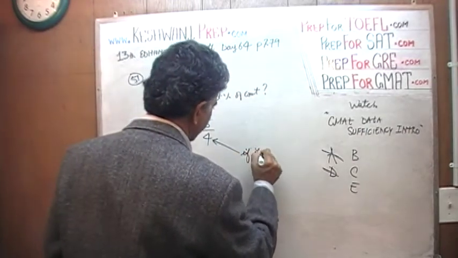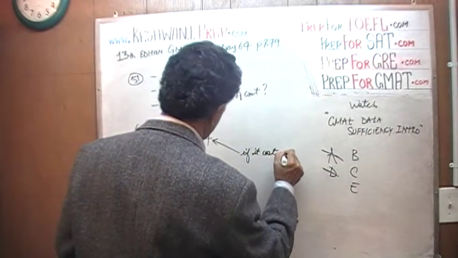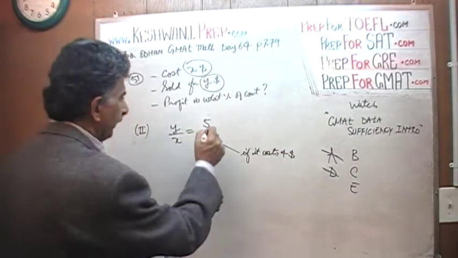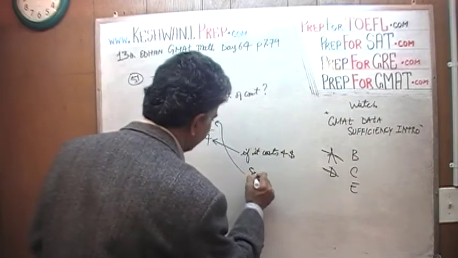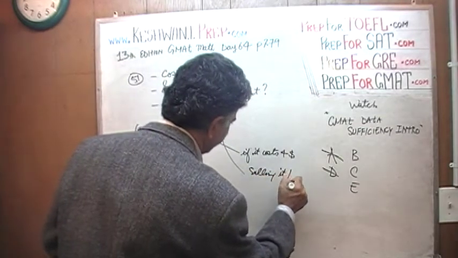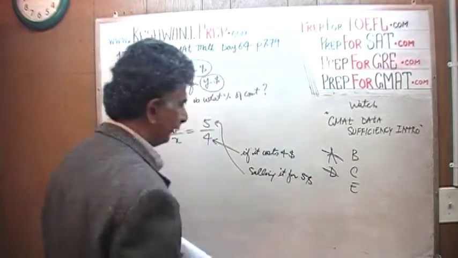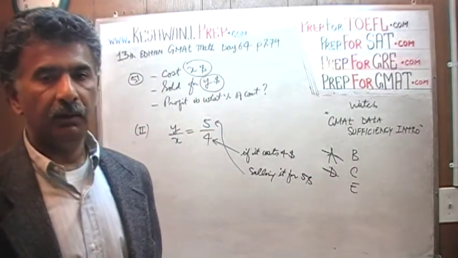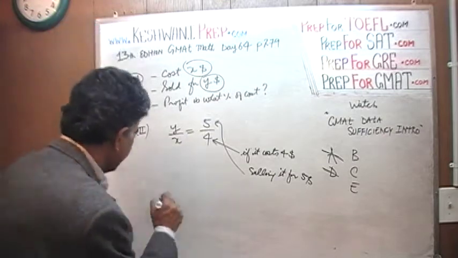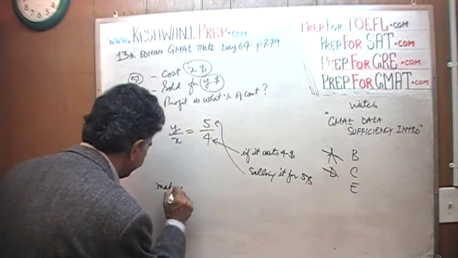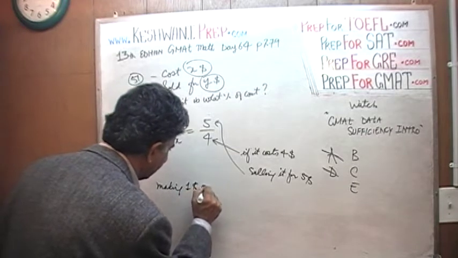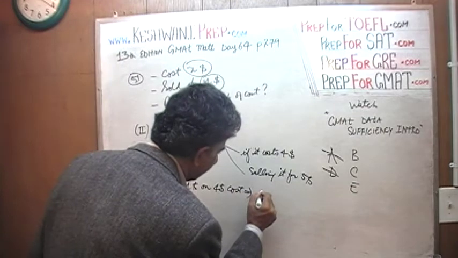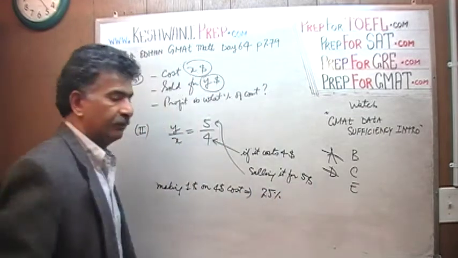What it says is that if it costs, sorry, $4, x is the cost here. If it costs $4, then we are selling it for $5. Well, if it costs $4 and you're selling it for $5, you're making $1 profit on a $4 cost, which is the same as saying that the profit as a percentage of cost is 25%.